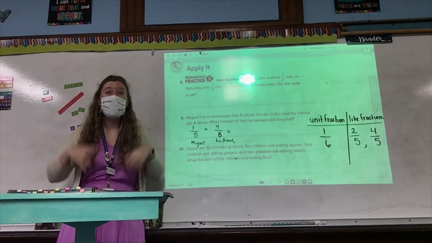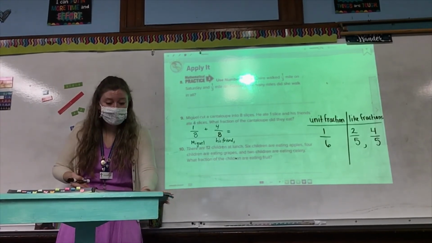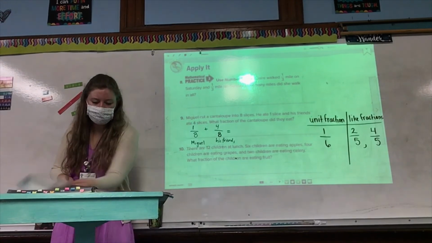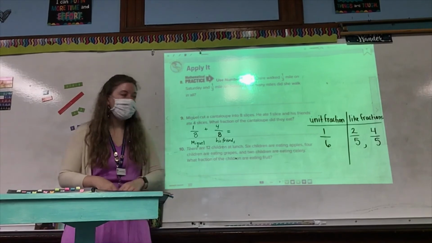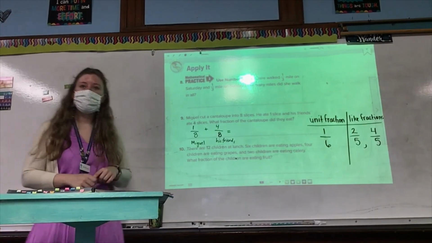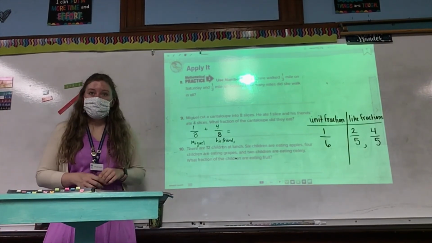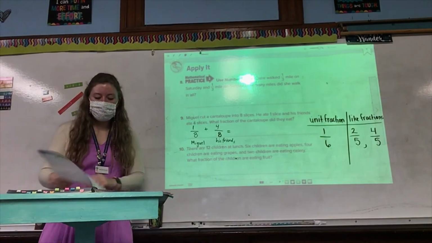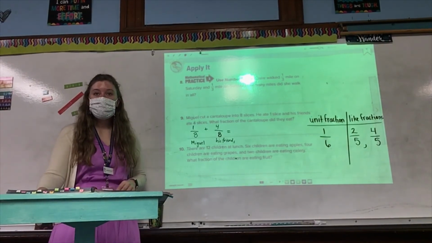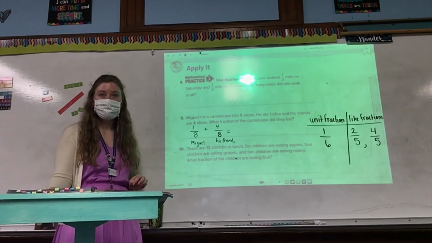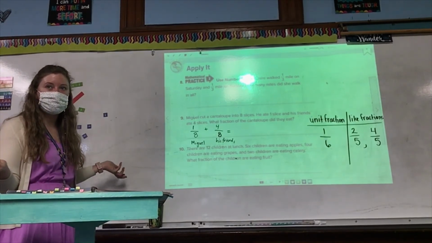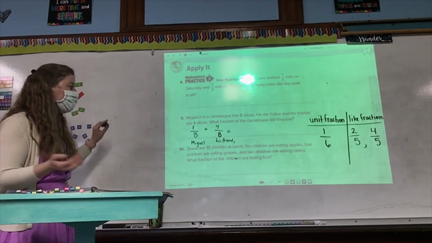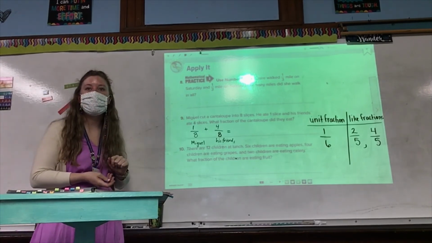Figure out the equation. Now we can just follow the steps from the Try It. So what do we do first? Go back to the Try It. What was the very first step? We model our first addend, which is 1/8. Which fraction tiles am I going to use? The 1/8 tiles. How many do I need for 1/8? 1.